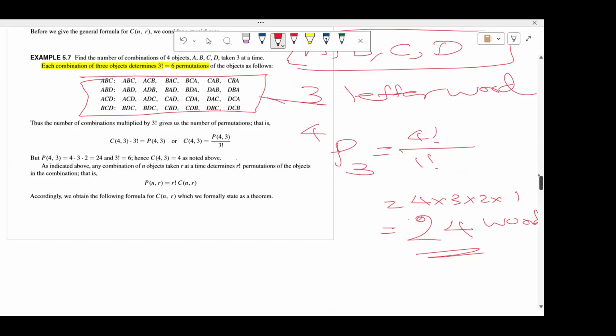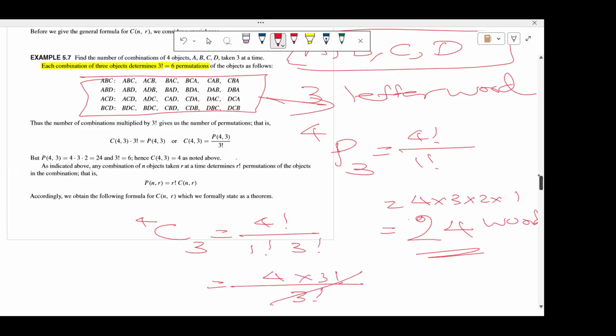This is permutation. But if you think about combinations, 4C3 is equal to 4 factorial over (4 minus 3) factorial, 1 factorial into 3 factorial. So 4 factorial over 3 factorial we can cut down. So it is equal to 4 words. Even if you look at these 24 words, we can take only these 4.